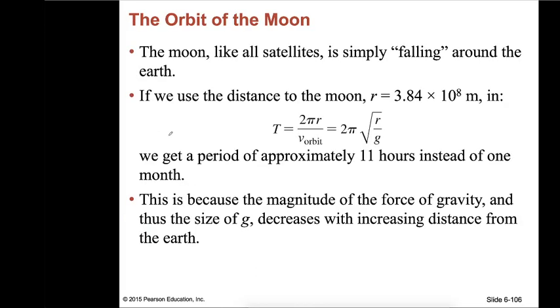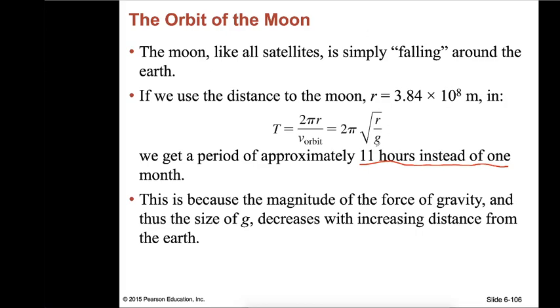Okay, the moon, like all satellites, is simply falling around the Earth. If we use the distance to the moon to calculate T, which is 2 pi r over v, you will have the period is about 11 hours instead of 1 month. So this is the wrong calculation.